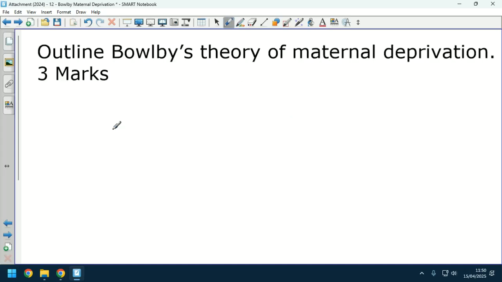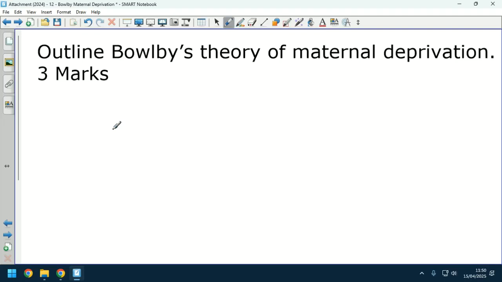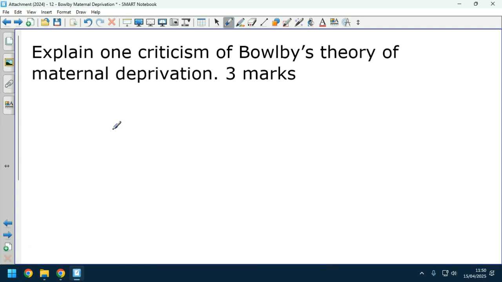Now, just looking at some quick questions. The question says outline Bowlby's theory of maternal deprivation. The mark scheme indicates to us that you could define deprivation, but you could look at intellectual and emotional development, what I've mentioned in terms of mine, and also you can refer to the critical period. So following that structure of the mark scheme could actually be quite helpful for you.